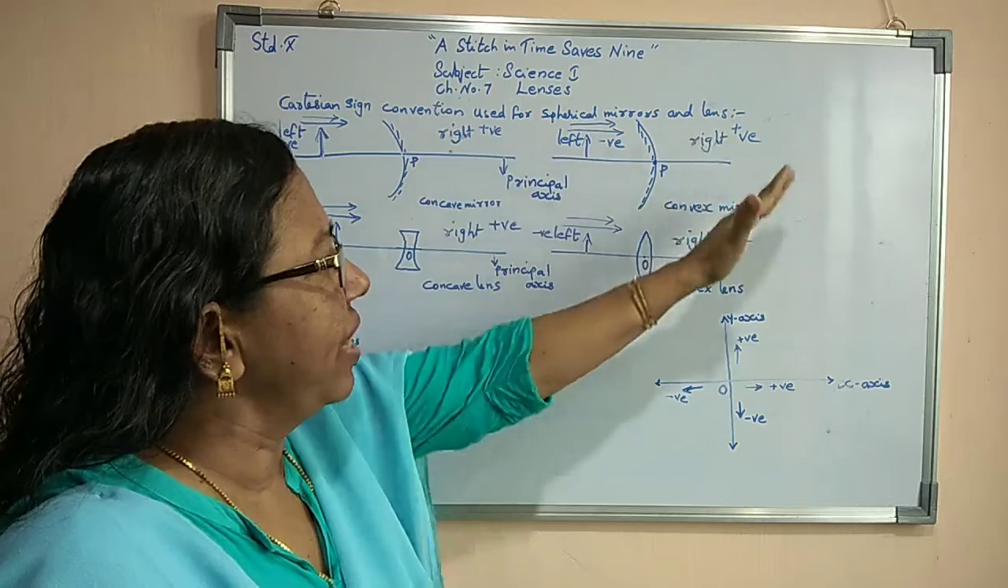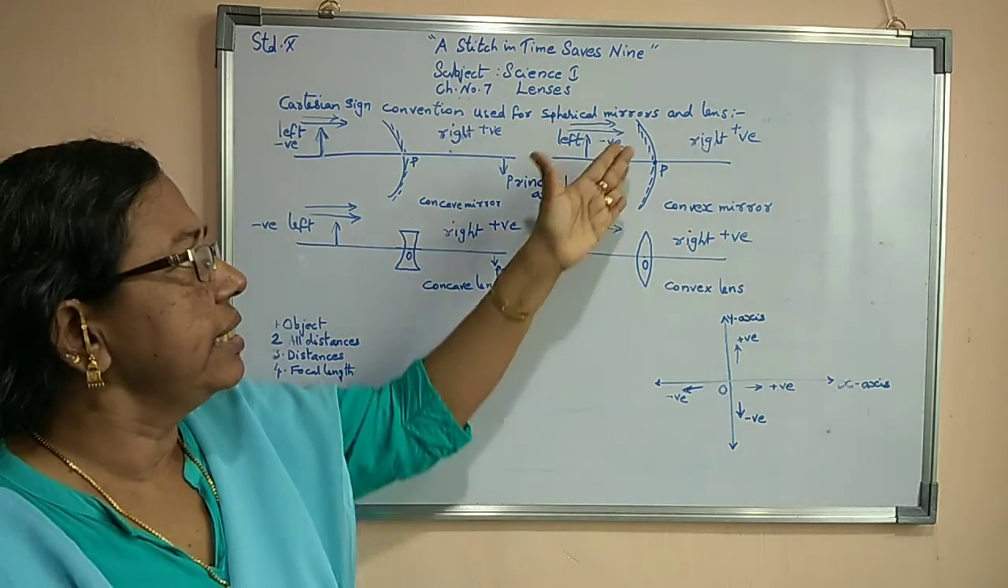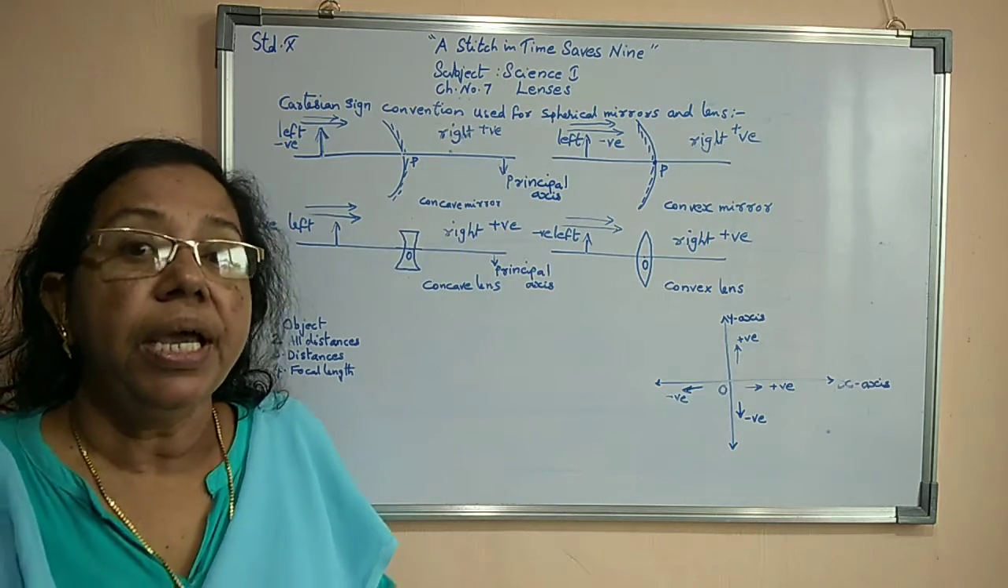Distances right of the lens, right of the mirror we have to take as positive. Distances left of the mirror, left of the lens we have to take as negative. Now one more thing.